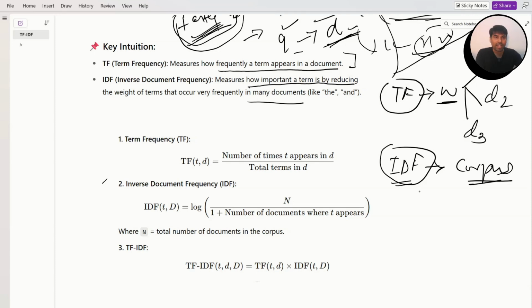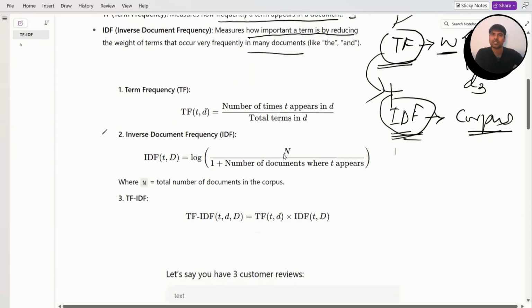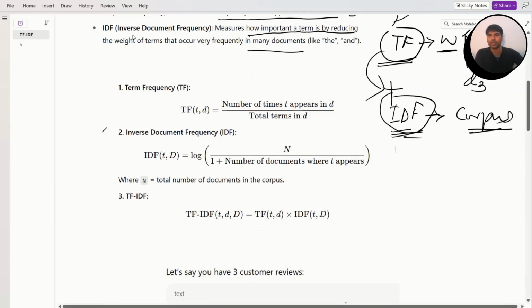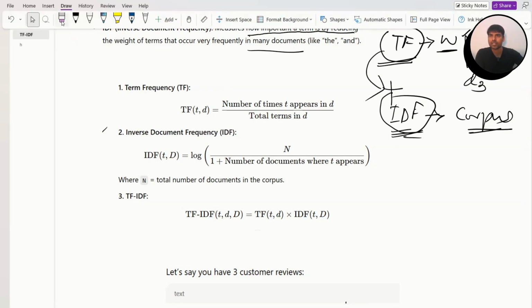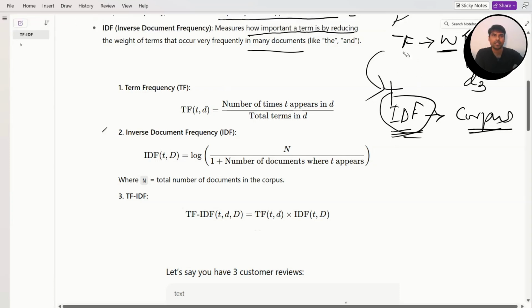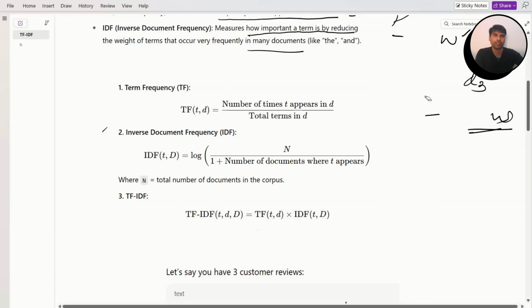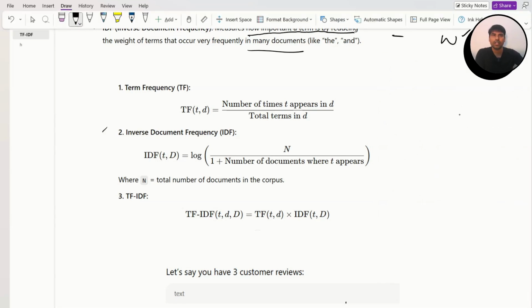And why IDF is very important, why we don't use only TF, why we have to use IDF along with TF, I will explain that. But first let us understand the mathematical intuition, what is TF and what is IDF, and how to calculate it. It's very simple. Let me remove this bunch of keywords from here. All right, we are all set.